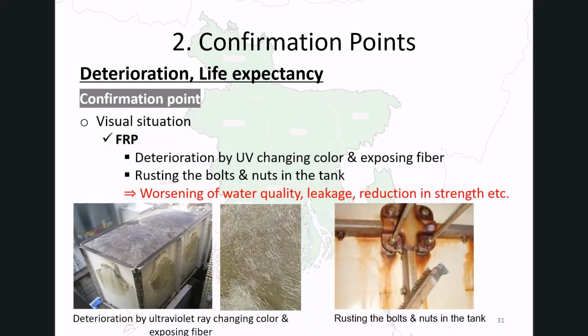For FRP tanks, it is necessary to check for deterioration caused by ultraviolet exposure. When UV radiation causes the material to harden, the fibers of the material may become exposed, as shown in the photo. This indicates a reduction in structural strength. In addition, corrosion of the bolts and nuts connecting the panels can lead to leakage and deterioration of water quality.